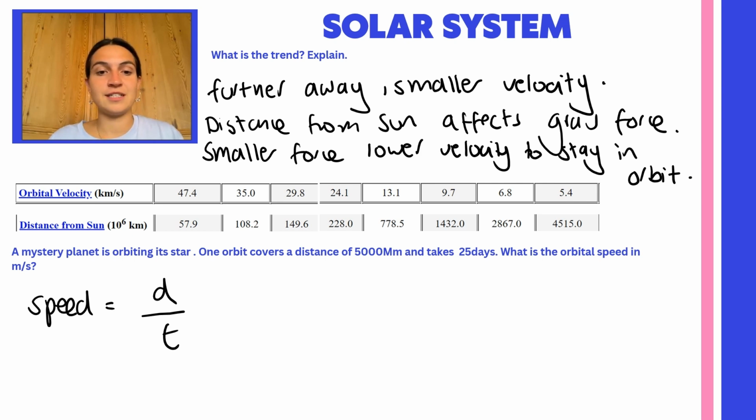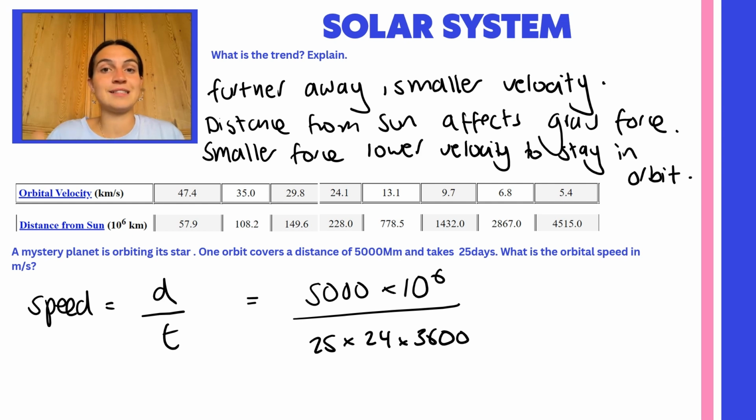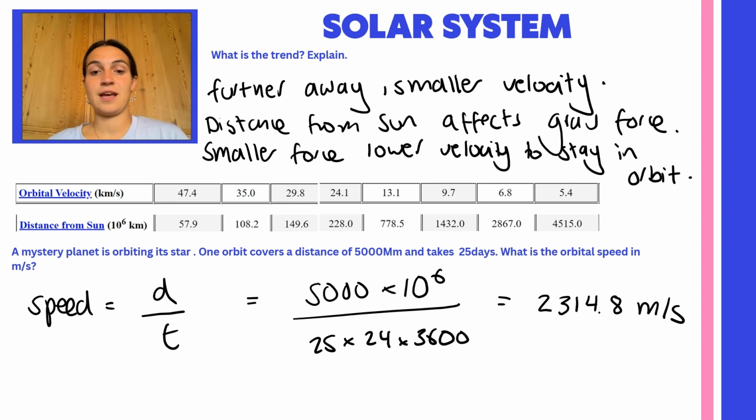We've been given our distance, 5,000 times 10 to the 6 for meters, dividing it by our time, and that's in days, and I need it to be in seconds. So 25 days times 24 to get the total number of hours, times 60 to get into minutes, times 60 again to get into seconds. That's why I've written that 3,600 there. That's just 60 times 60. And if I divide those two things together, I get 2,314.8 meters per second.